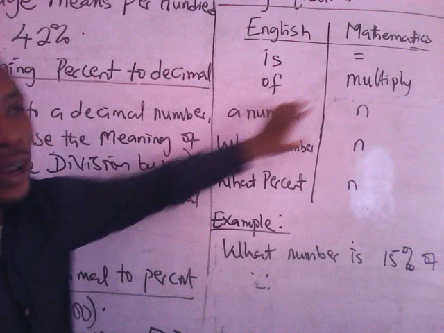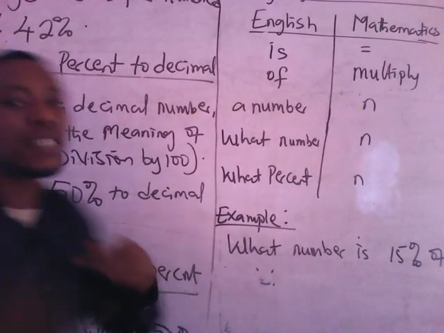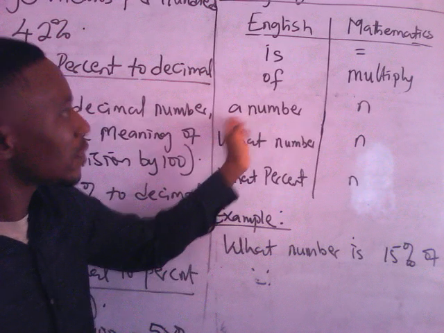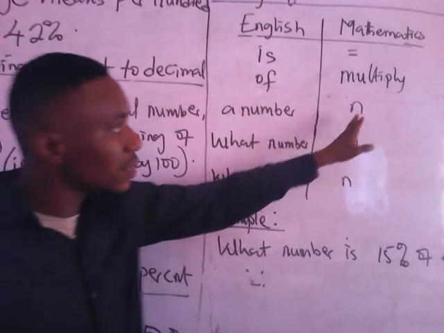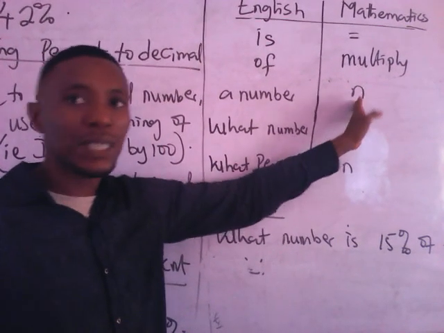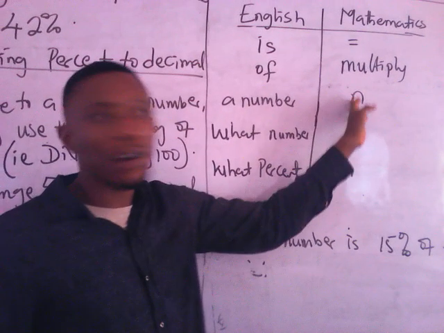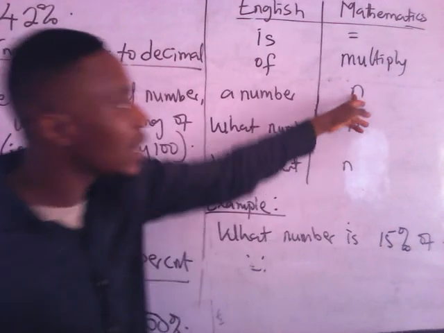Another one is "a number". Sometimes you'll be given a statement that says a number is multiplied by 5. "A number" is an English phrase, so in mathematics you will say let that number be n. We just call it a number, n, or you can use any alphabet of your choice. You can use X, you can use Y, you can use any alphabet.